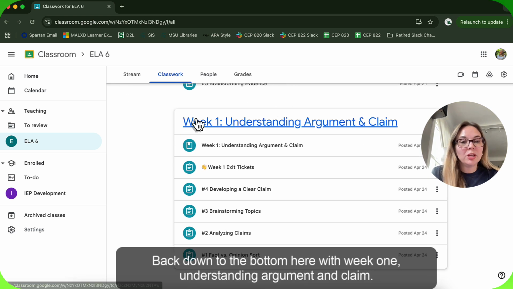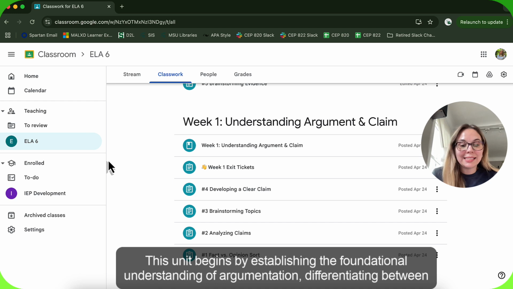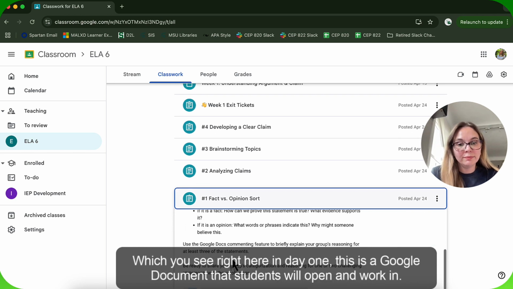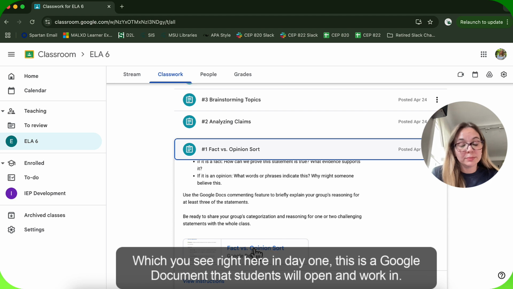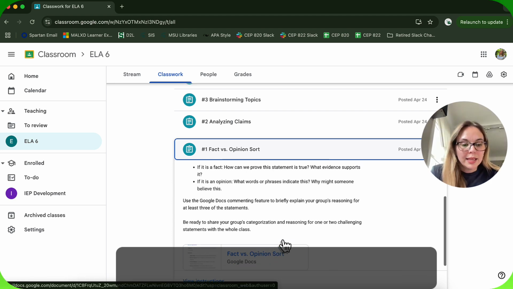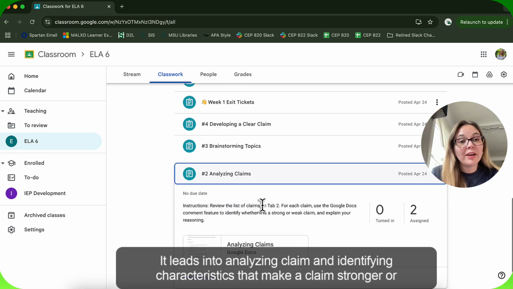Back down to the bottom here with Week 1, Understanding Argument and Claim. This unit begins by establishing the foundational understanding of argumentation, differentiating between facts and opinion, which you see right here in day 1. This is a Google document that students will open and work in. It leads into analyzing claim and identifying characteristics that make a claim strong or weak.